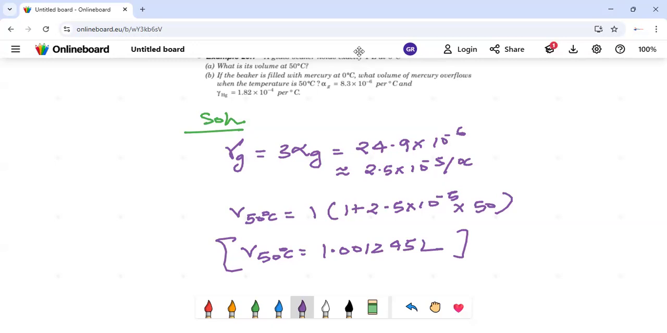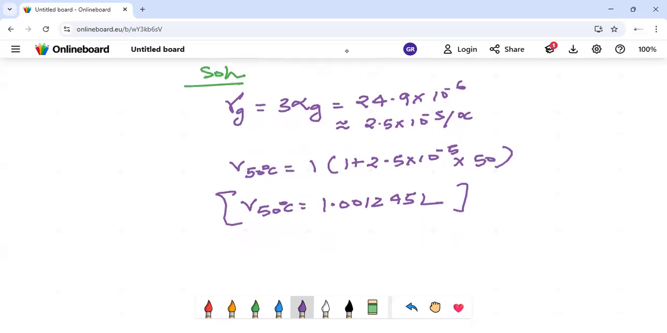Now, the second part of the question says that if mercury is filled at 0 degree, what will be the mercury overflow when the temperature is 50 degree? You have two ways of solving this. You can get the volume of mercury at 50 and you can subtract it. You'll get the answer. Or you can directly use the overflow formula, which we have discussed in the previous class.